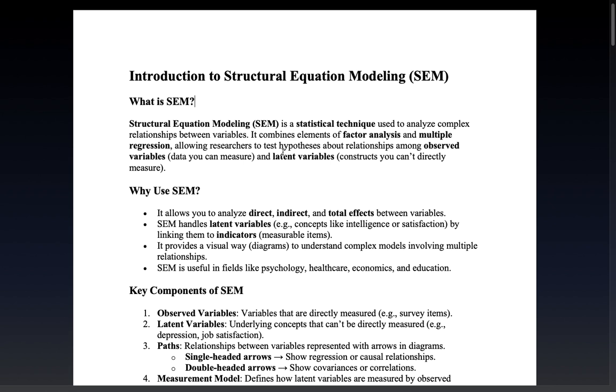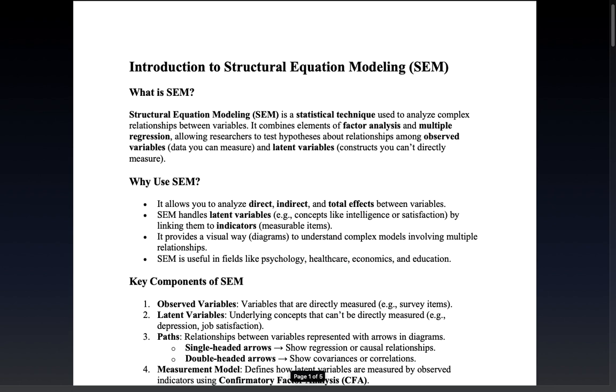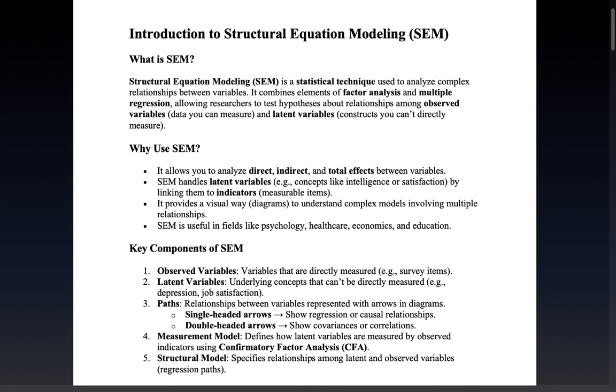So paths are about the relationship between variables, and this is normally represented visually in your models. If you want to find out any causal relationship between two or more variables, you are supposed to use arrows for that. So that's why they are saying path: the relationship between variables represented with arrows in diagrams. When you have a single-headed arrow, it means you are trying to find out a regression or causal relationship. But double-headed arrows show covariances or correlation. This applies for all SEM software you are using, whether Amos, Lisrel, Mplus, Jamovi, JASP, Smart PLS, or any other. These are the same when you are modeling.